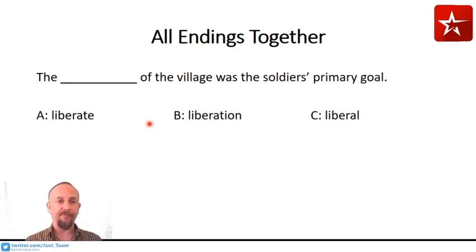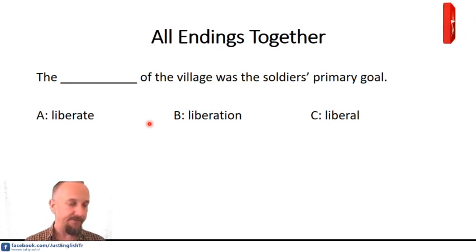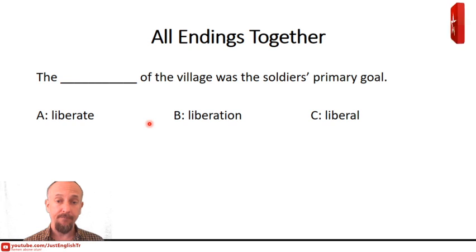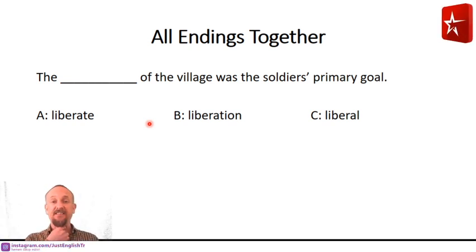We have the something of the village was the soldier's primary goal. The something of the village was the soldier's primary goal. Is it A, liberate? Is it B, liberation? Or is it C, liberal? Again, that's got that sound. Liberal, not liberal, liberal.